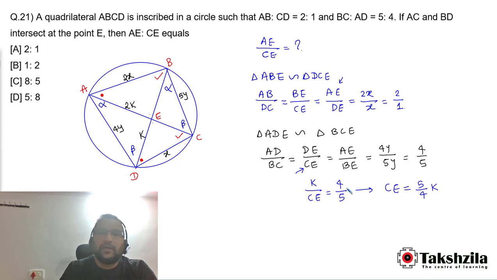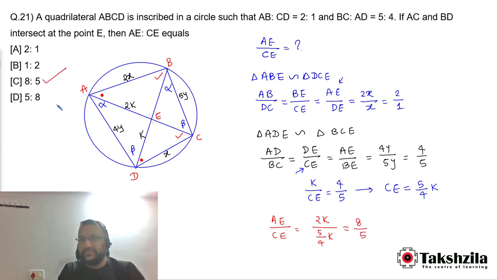अब हमें फाइनली फाइंड आउट करना क्या है? यहाँ पे AE and CE इन दोनों का रेशियो हमें फाइंड आउट करना है. AE का लेंथ कितना है? AE का लेंथ इज 2K, CE का लेंथ इज 5 divided by 4K. तो दिस रेशियो बिकम्स 8 divided by 5. सो हमारा आंसर होगा ऑप्शन C.